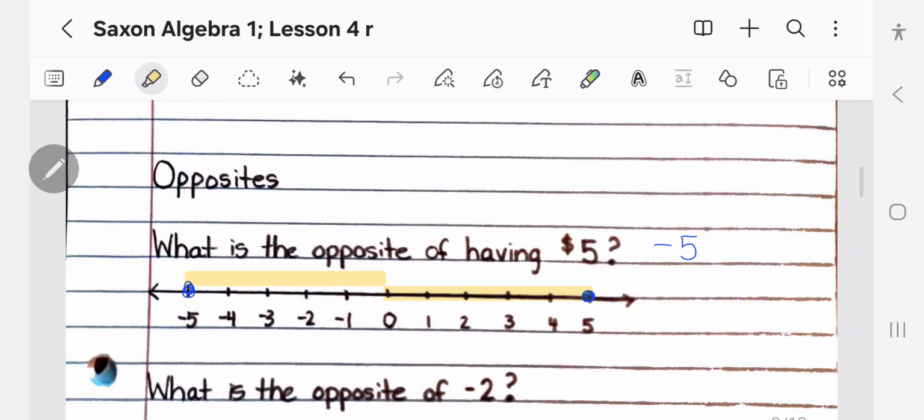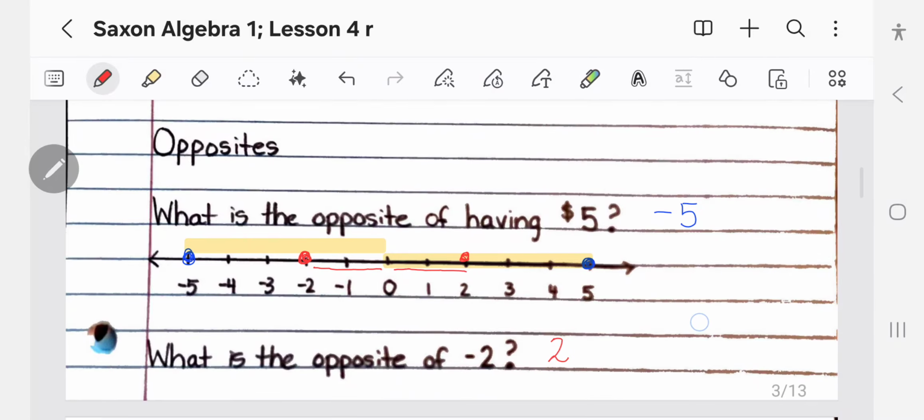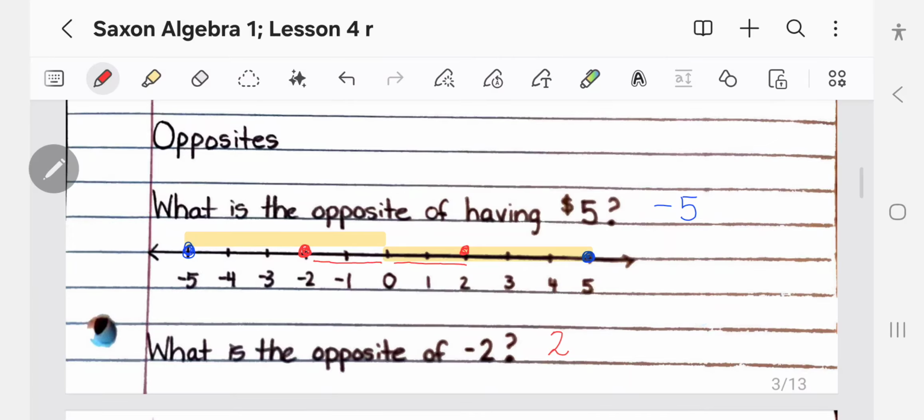So what would be the opposite of -2? Let's find -2. It is 2 away from 0. So let's go 2 away from 0 in the other direction, and its opposite is 2. So it's helpful to be able to think about that on a number line. I know you probably can just look at -2 and say, well, if it's a negative, its opposite's going to be a positive. And that's right. And the opposite of a positive will be a negative.